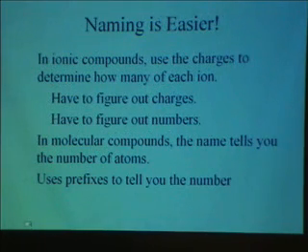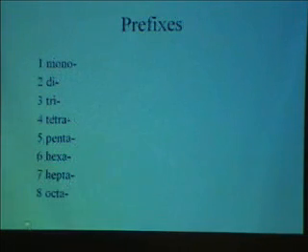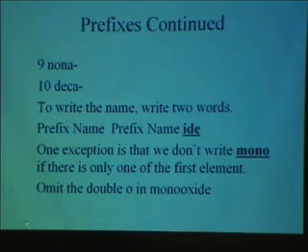The naming is easier. In ionic compounds, if you remember, we had to use charges to help us figure out how to name and write formulas. In molecular compounds, the name itself will tell us. We use prefixes to help us, and so the prefixes will tell us how many of each type of atom are involved in the compound. These are the prefixes here. Again, they are in your data booklet, so you do not need to memorize them.